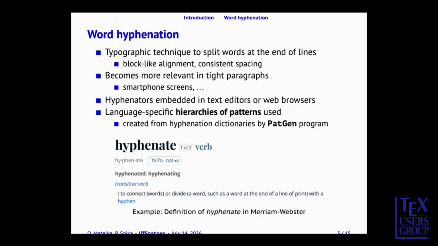The most widely used approach to the word hyphenation problem is through hyphenation patterns. These can be generated from dictionaries by the PatGen program. The example below shows an entry from such a hyphenation dictionary. This one is Merriam-Webster, and the hyphenation itself can be seen as the first thing on the second line.